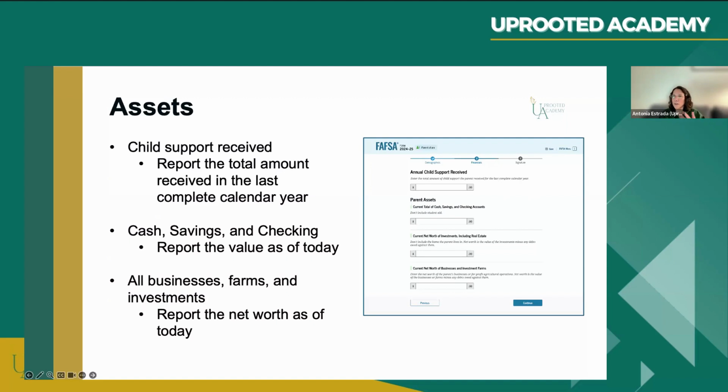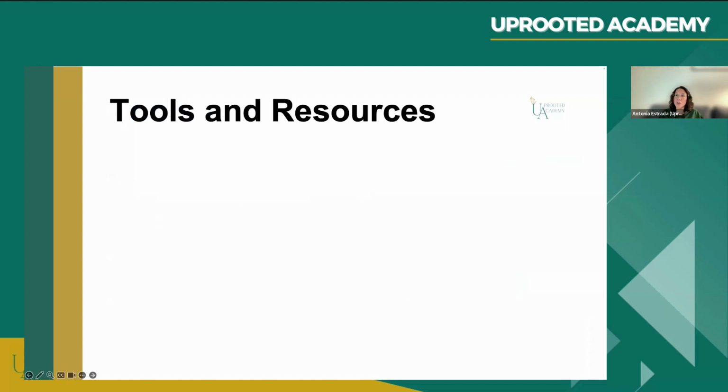So if they're completing this form this year in 2024, they're going to be reporting the amount of child support that was received for 2023. So if the dependent student's parent received child support, they should enter the total amount received for all children in the family size in this question. And of course, other assets similar to the student: cash savings, checking, all businesses, farms, and investments. So that's it.